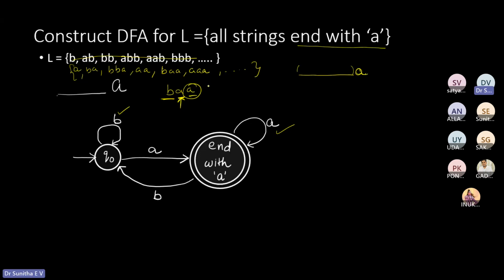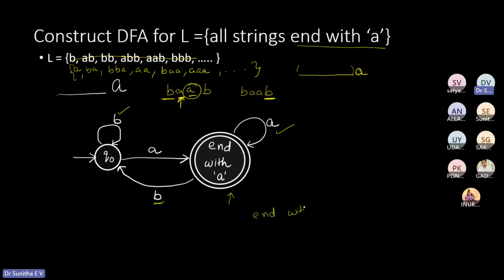And what happens if we have a B after this? Suppose our string is BAAB. It is not ending with A, so it should be rejected, that is, the machine should not be in the final state. So at this state, if you find a B, we'll go back to the initial state. I will say this is not the unique solution. You can draw it with another method, like end with B.